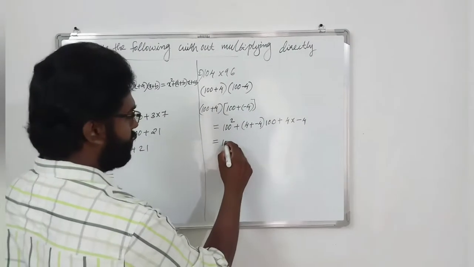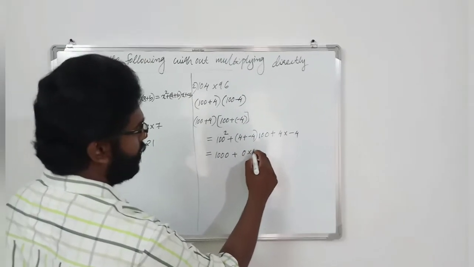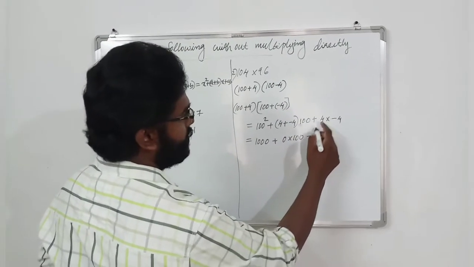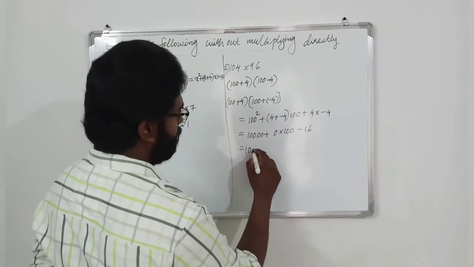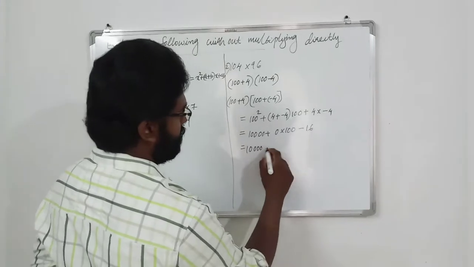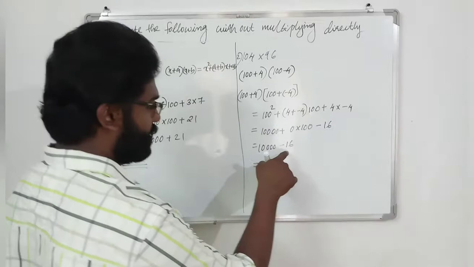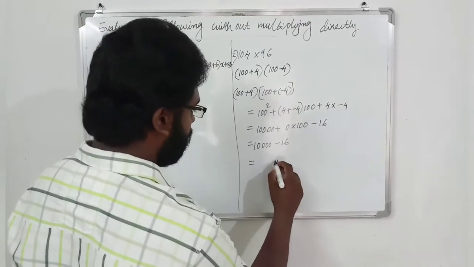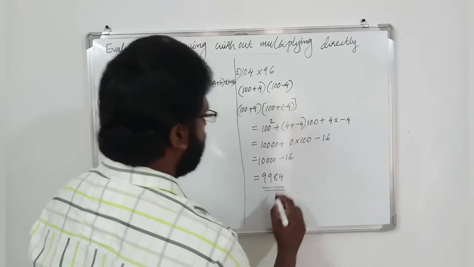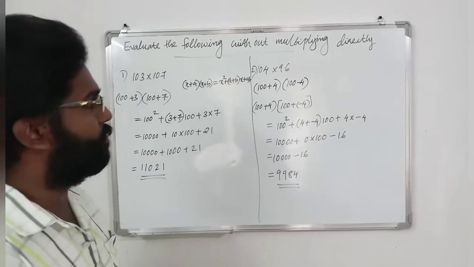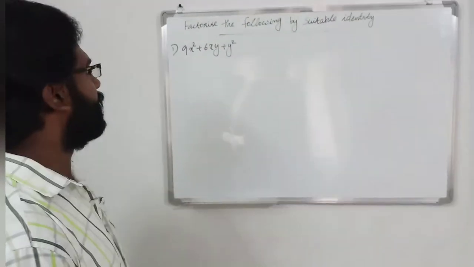100 square is 10,000, plus 4 plus minus 4, which is 0, into 100, minus 64... minus 16. That is 10,000, this is 0, 10,000 minus 16. What is the answer? Subtract them: 9,984. Okay. Next question. Factorize the following by a suitable identity.